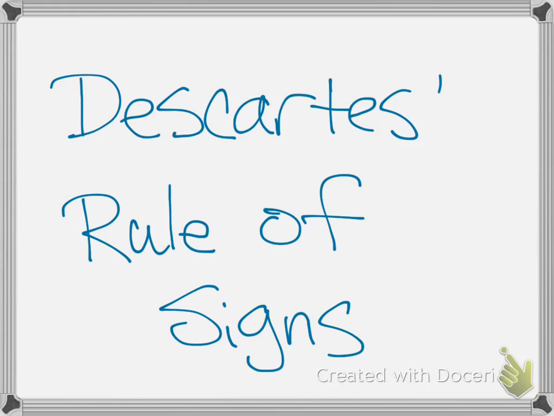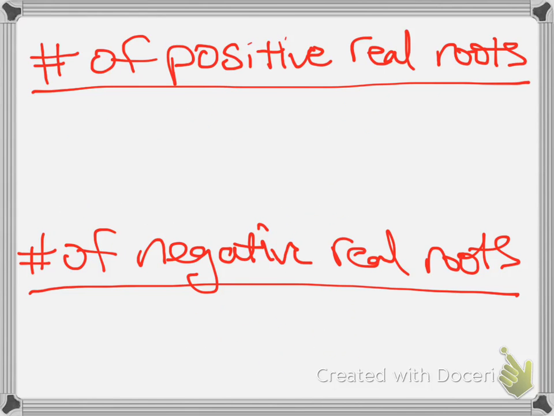And what it does is it tells us the number of positive real roots or negative real roots that our polynomial could have based on the signs of the coefficients in our polynomial. When we're using Descartes' rule of signs, we need to look at the positive real roots and the negative real roots separately. All I mean by that is we're looking for the positive roots, meaning the positive values of x, so the positive x-intercepts of our polynomial, or the negative x-intercepts, the negative roots of our polynomial.